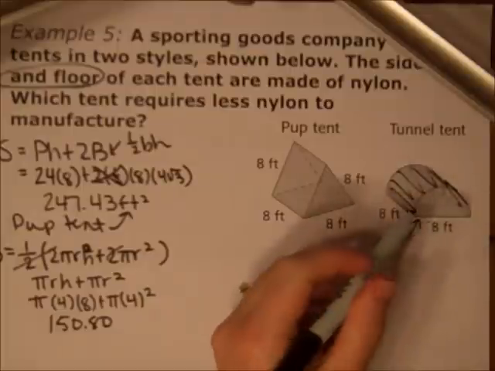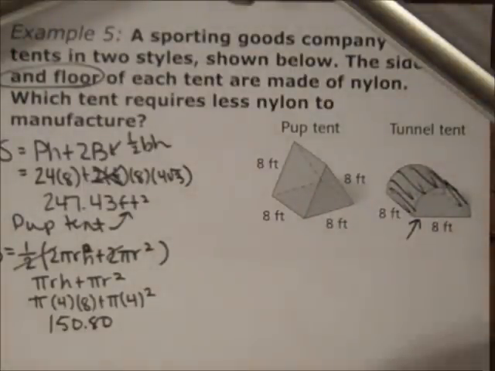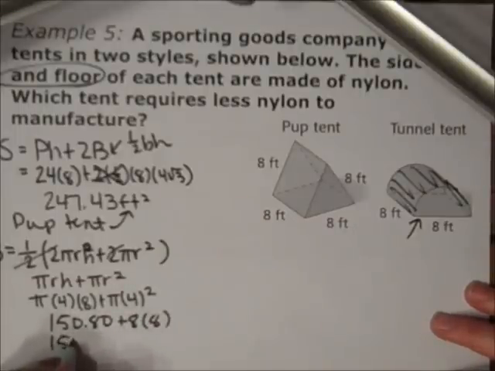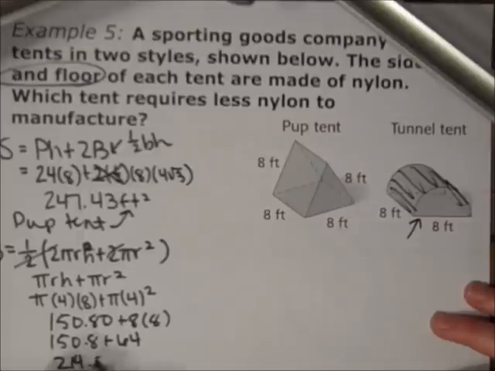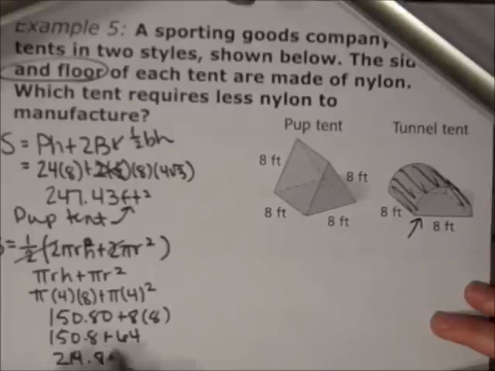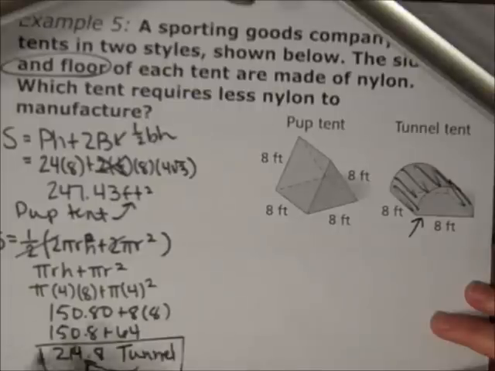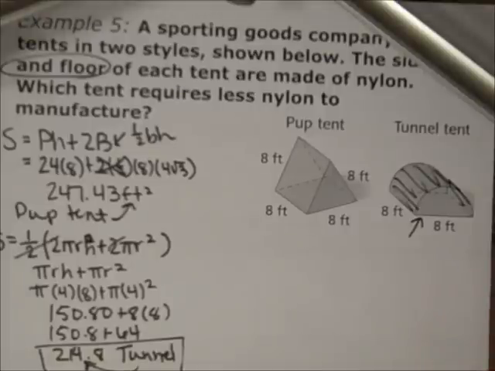So luckily we can see that this floor is just a square. So we're going to add on the 8 by 8. So 150.8 plus 64, 214 plus 0.8, and this is for the tunnel. So still, even with the floor included, the tunnel has less nylon to make.